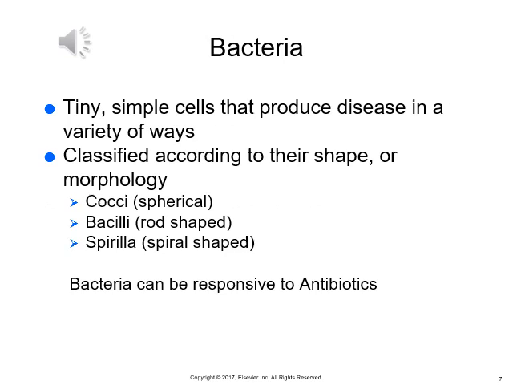Bacteria are tiny, simple cells that produce disease in a variety of ways. They're classified according to their shape or morphology. Pathogenic bacteria can secrete toxic substances that damage human tissue and act as parasites inside human cells or grow on body surfaces, disrupting normal human functions.